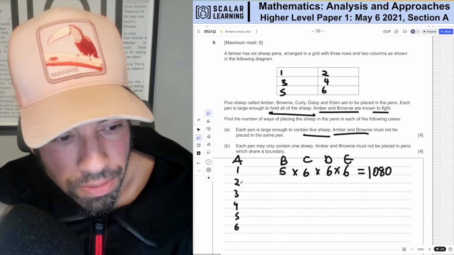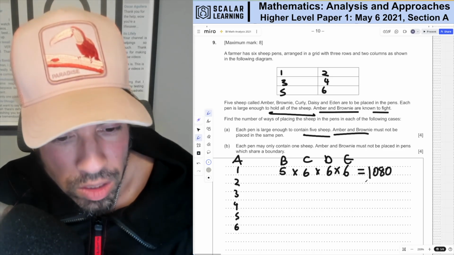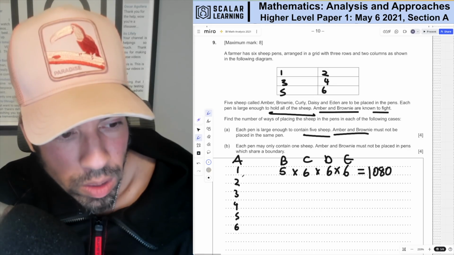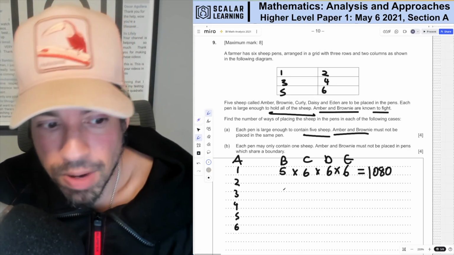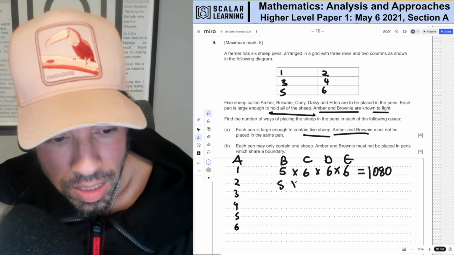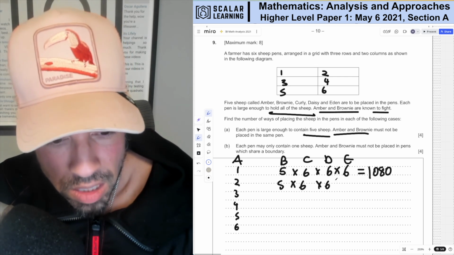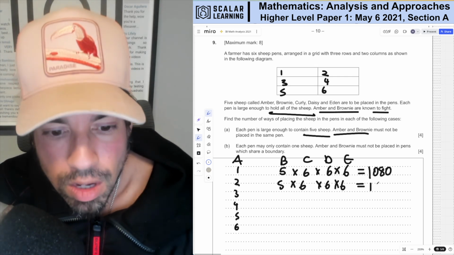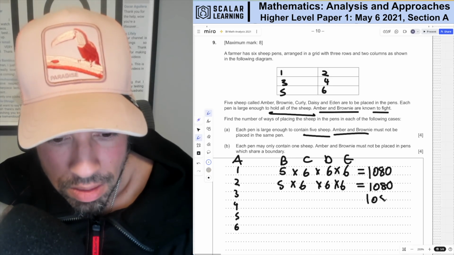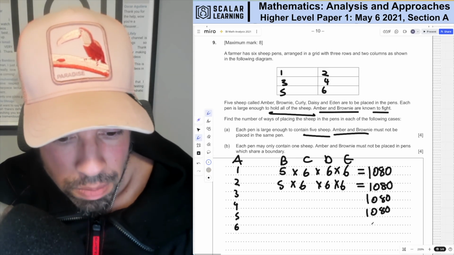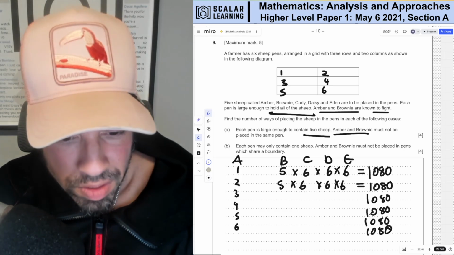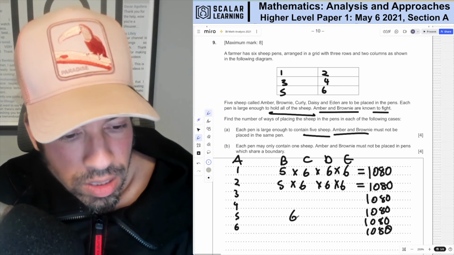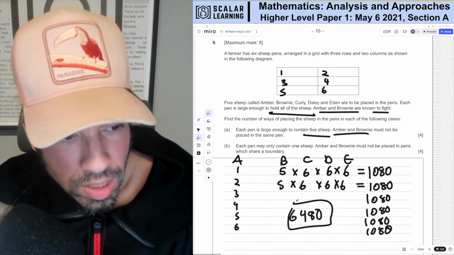But then we've got 5 other ways that we could do this, right? So again, when Amber is in 2, B again has 5 options: 1, 3, 4, 5, and 6. So we're going to have the same thing. And then again, C, D, and E are still going to have those 6 options. They're going to have total freedom and flexibility. So as you can see, we repeat this count for all 6 placements of A. And what we end up with is 6 times 1,080, which is 6,480. So that's how you do part A.